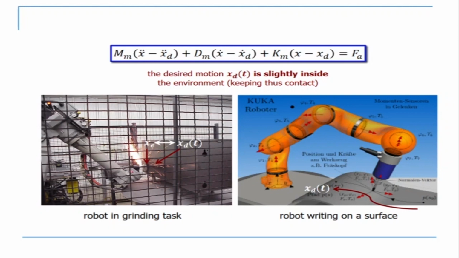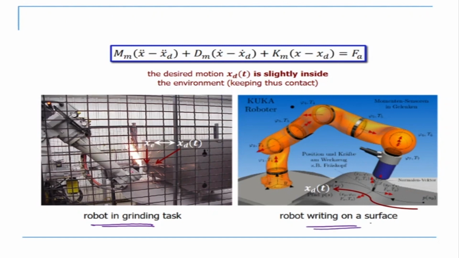This is an example, a robot in a grinding task. So it is doing grinding. There is the grinding wheel there. You can see the grinding wheel is grinding in a particular direction. By simply changing that KP and KD, it is making it have either a very soft kind of motion or a very stiff kind of motion.